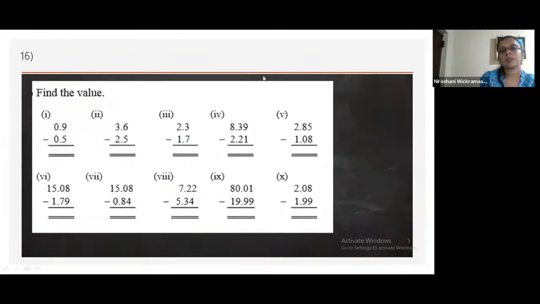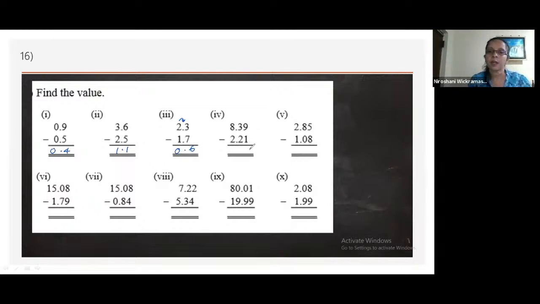Find the value. This is subtraction of decimals. 9 subtract 5. Right? Decimals are straight here. Then 9 subtract 5, that is 4. Here 0.4. 6 subtract 5, 1. 3 subtract 2, 1. 3 can't subtract 7, so you borrow 1 to here. Then 13 subtract 7, that is 6. 1 subtract 1, 0. 0.6.